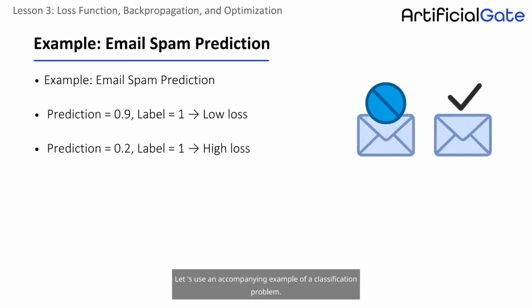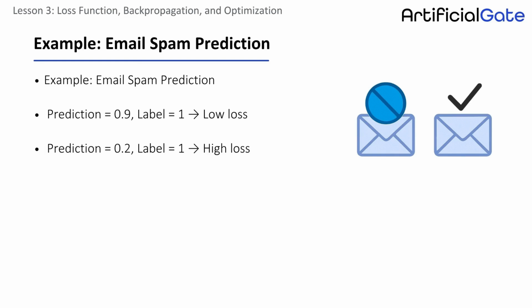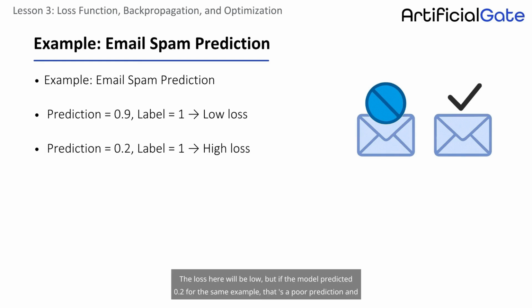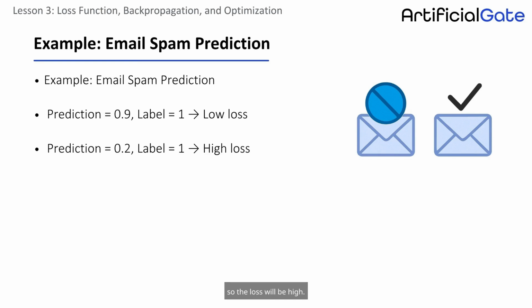Let's use an accompanying example of a classification problem. Suppose a model predicts that an email is spam with a probability of 0.9. And in reality, it actually is spam, labeled by the digit 1. The loss here will be low, but if the model predicted 0.2 for the same example, that's a poor prediction and so the loss will be high.